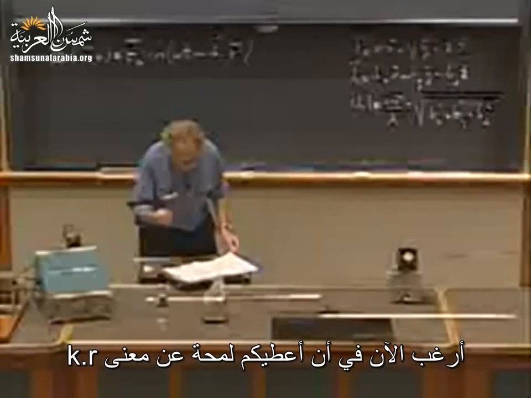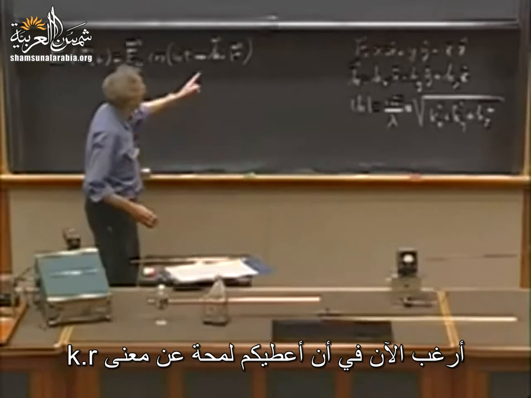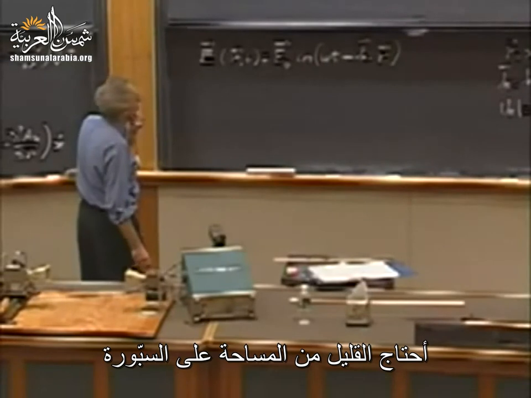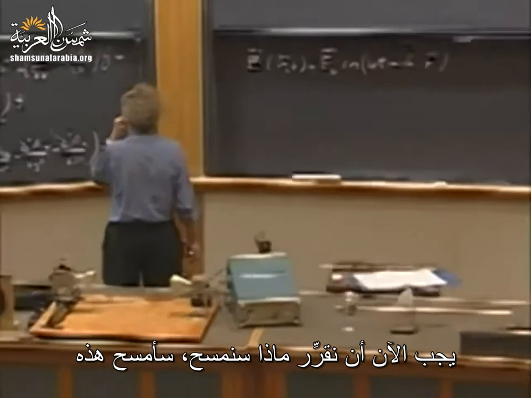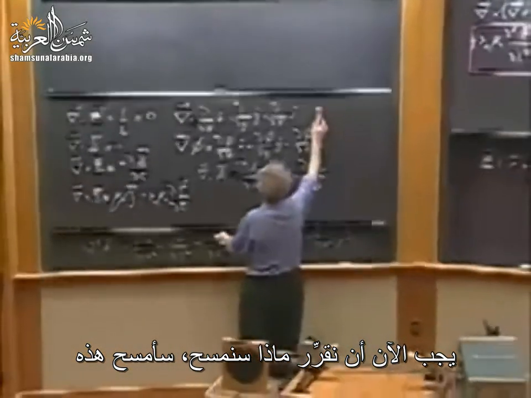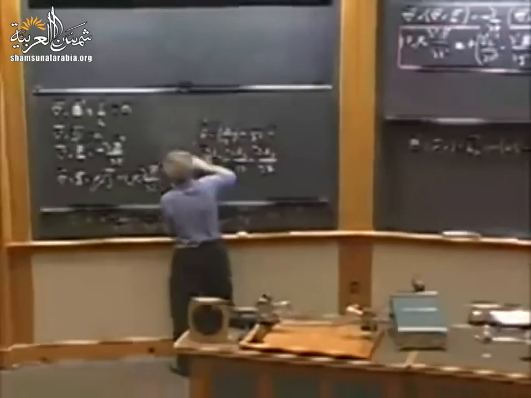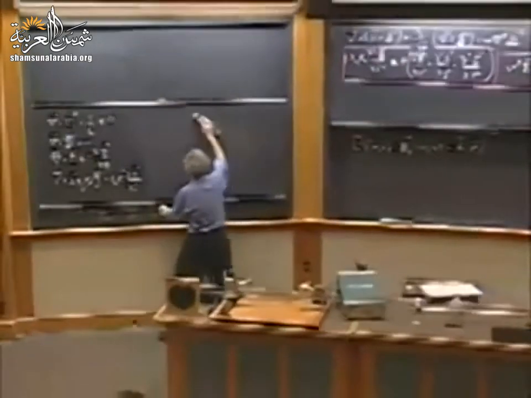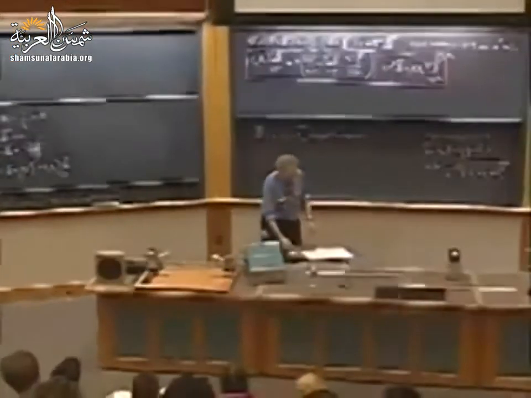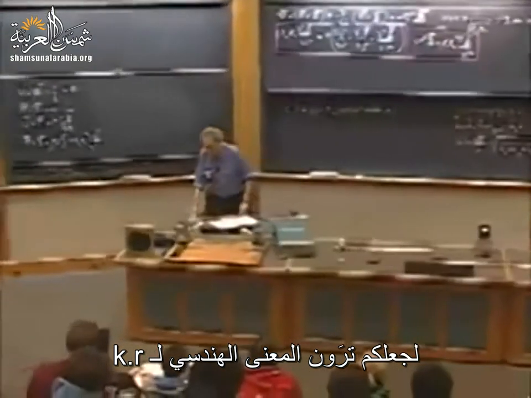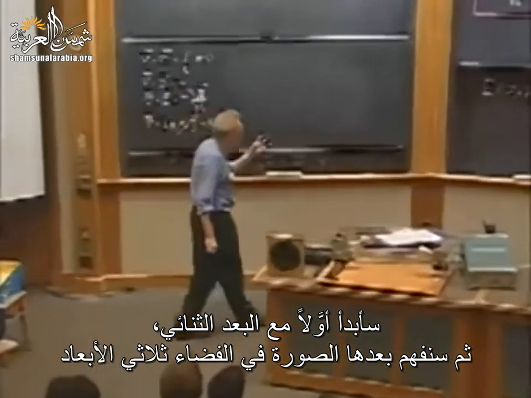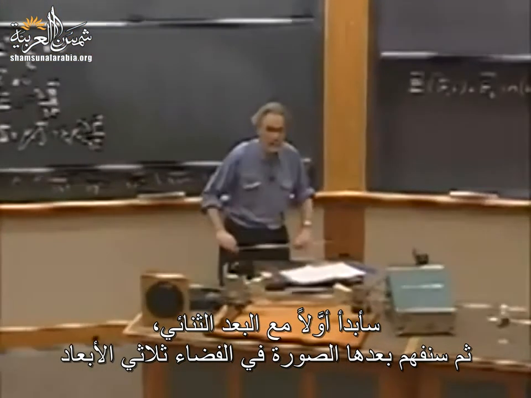And now I would like to give you some insight in the meaning of this k dot r. And for that, I need a little bit more space. So now we have to make a tough decision what we're going to kill. I'm going to kill this. To make you see what the geometric meaning is of k dot r, I will go first 2-dimensional, and then you will immediately get the picture what it is in 3 dimensions.